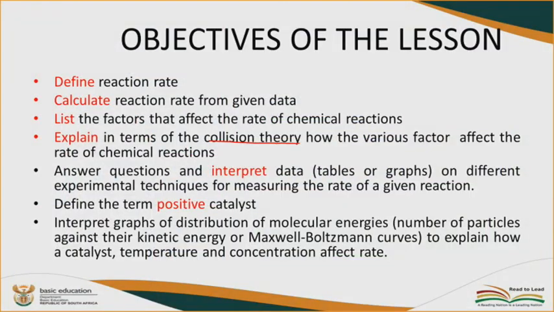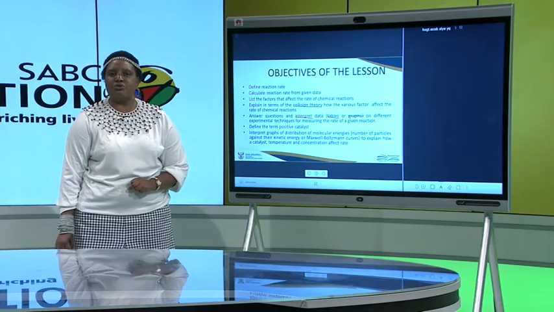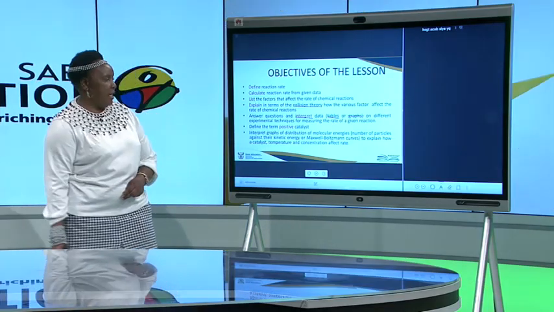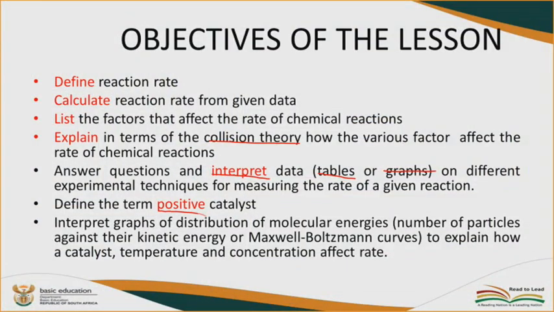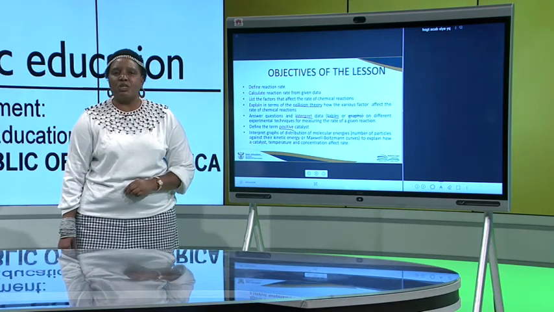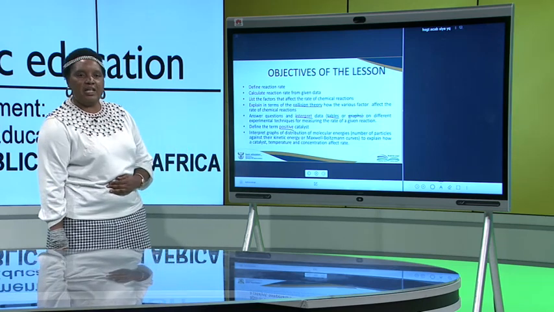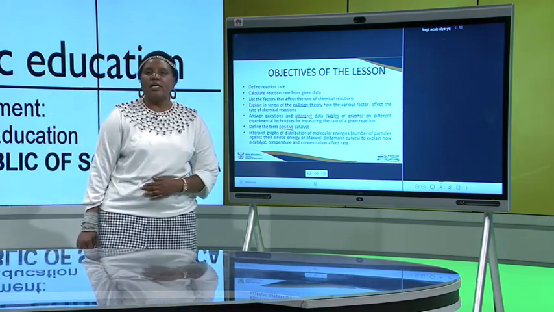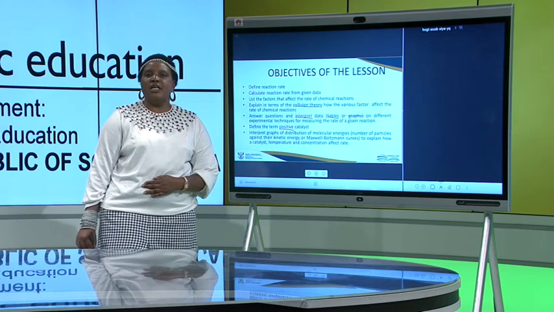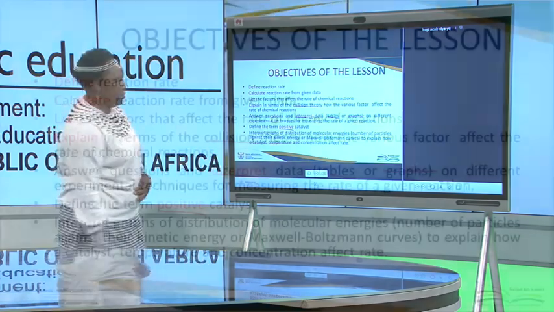You are supposed to answer the question and interpret the data. The data can be in the form of tables or graphs. So in other words, you cannot say, I've done the table and I'm not going to do the graphs. The two go hand in hand. And you are going to define positive catalyst. Why positive catalyst? In our curriculum, we only deal with positive catalysts because we are only going to deal with the factors that affect the rates of reaction, because the negative catalyst doesn't speed up the rate of reaction. Instead, it slows the rate of reaction.